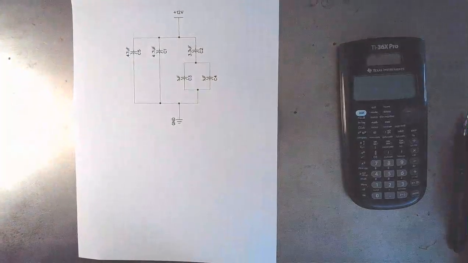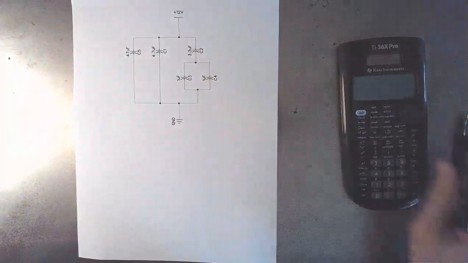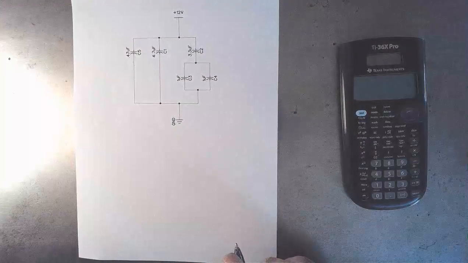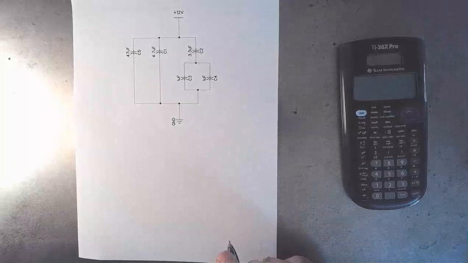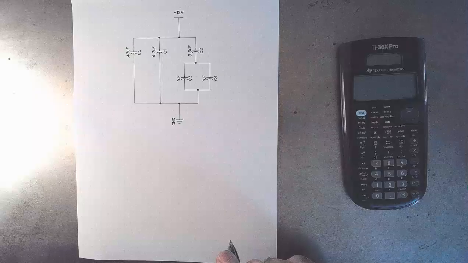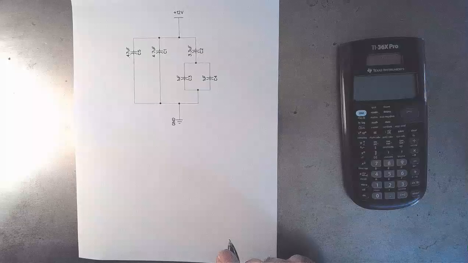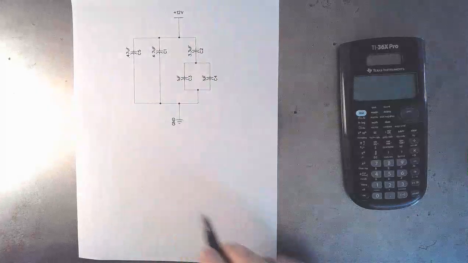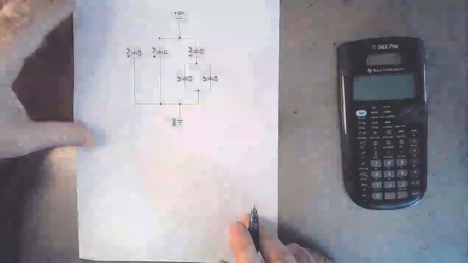All right, so for this problem here, I want to talk about how capacitors combine in series and parallel, as well as how voltages divide across capacitor networks. So let's first find the total capacitance of this whole circuit here.